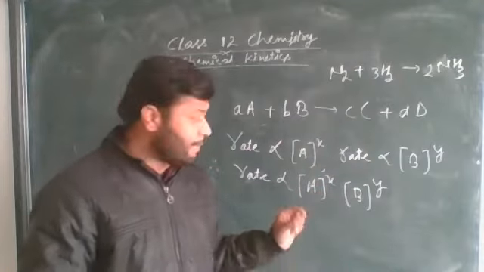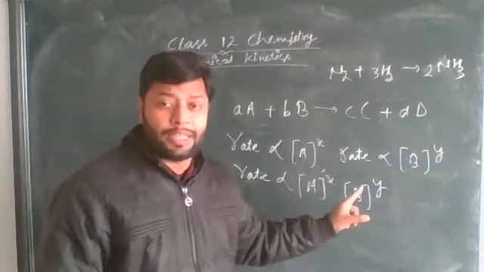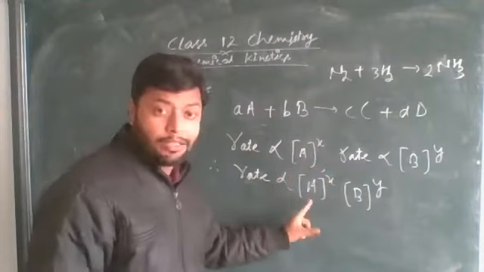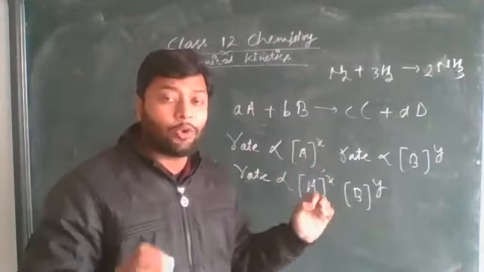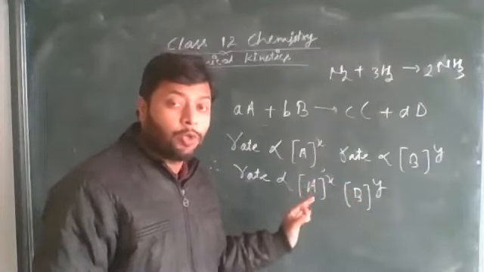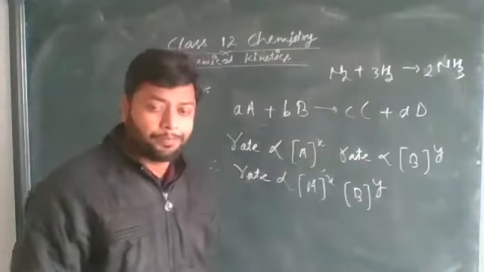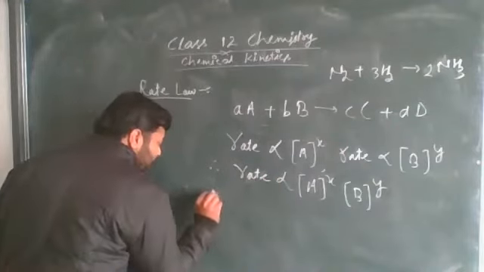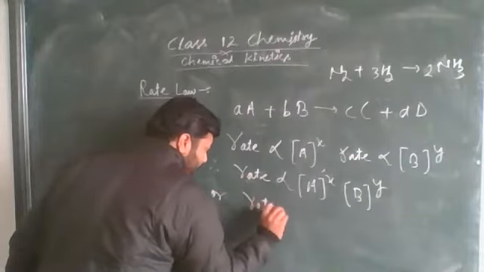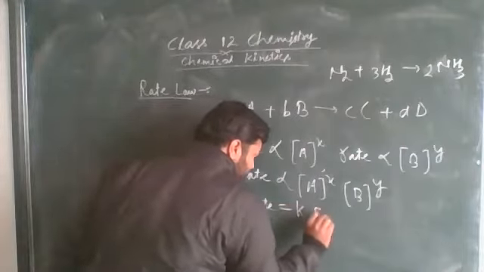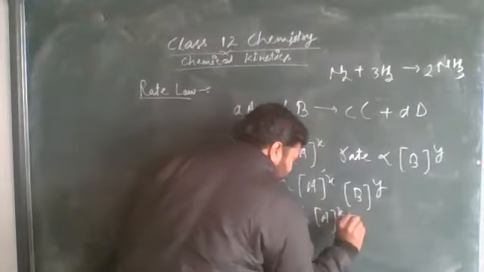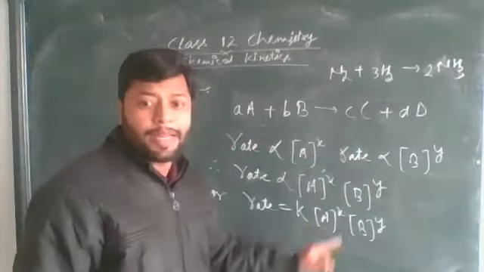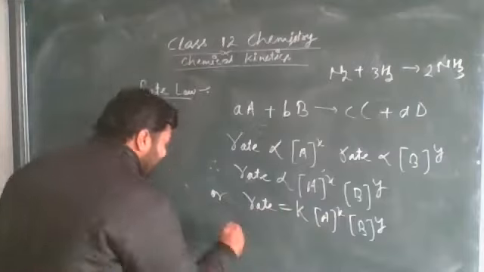That's why I'm saying that these x and y, the powers, indicate to which extent the molar concentration of A is going to participate in the chemical process with B to give C and D. If the proportionality sign is removed, we can write rate equals k [A]^x [B]^y, and the rate can be written like this.